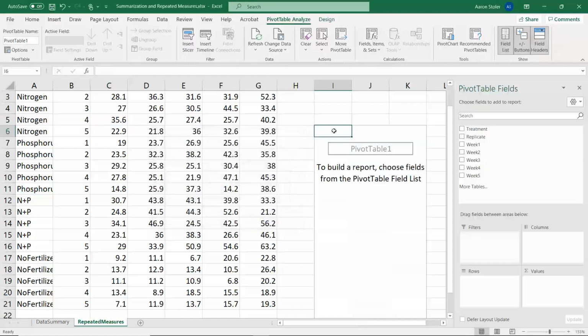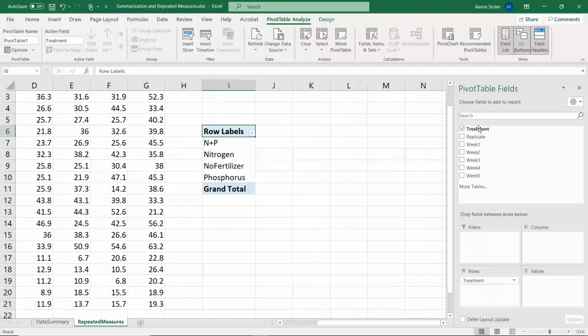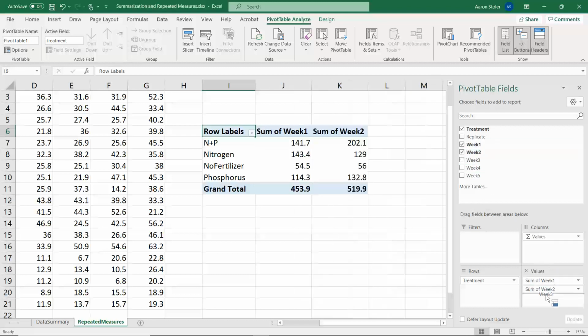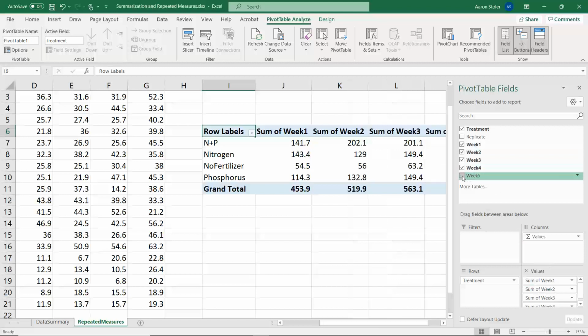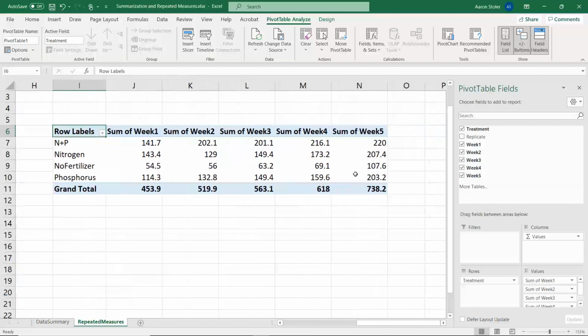Click OK. And now what we want to do is put treatment into rows. Forget about replicate. That was just for us to keep record of things. All we want in rows is treatment. Then you can either check or you can click and drag down, and you want to get all of the weeks' measurements in there.